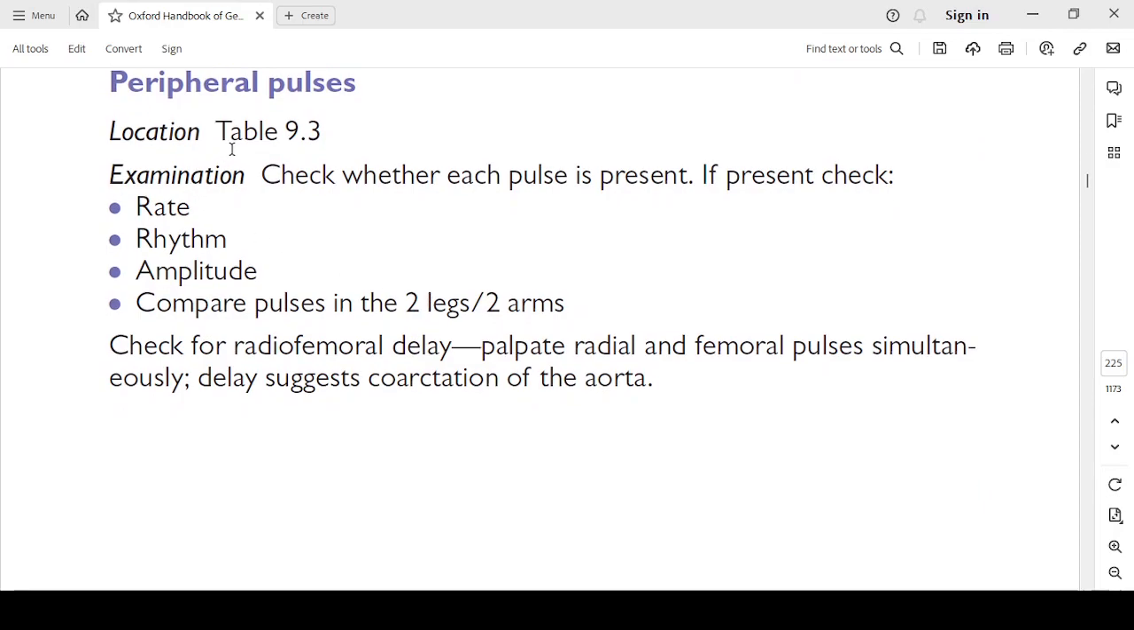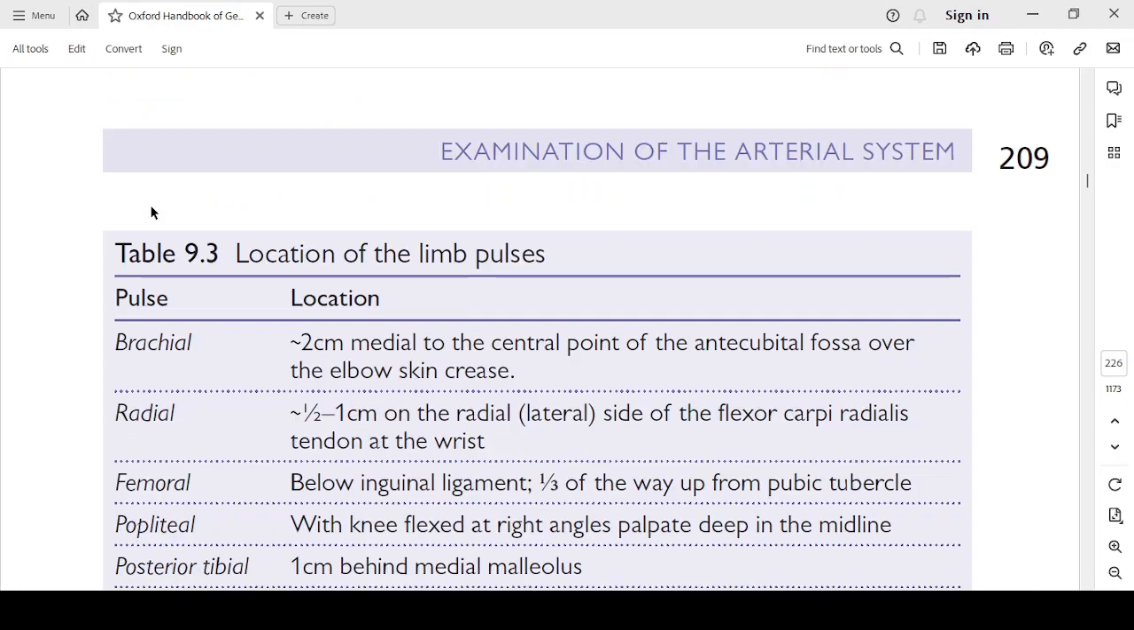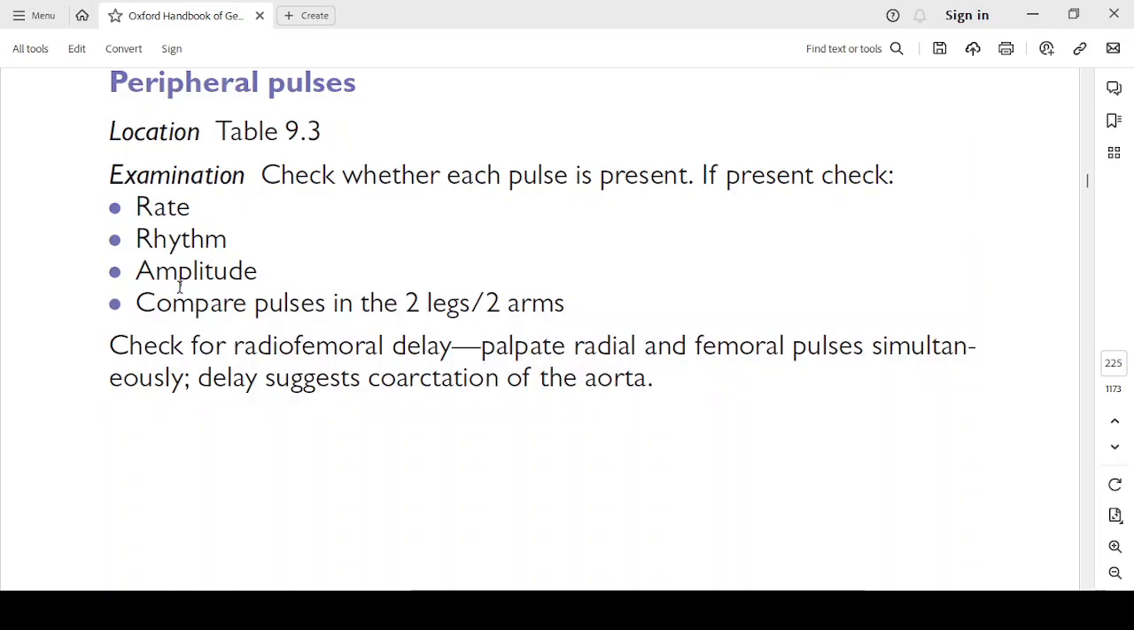Peripheral pulses. The location of the peripheral pulses to be examined is in table 9.3. Examination: check whether each pulse is present. If present, check the rate, the rhythm, the amplitude, and compare the pulses in the two legs or two arms. Check for radiofemoral delay. Palpate the radial and the femoral pulses simultaneously. A delay suggests coarctation of the aorta.